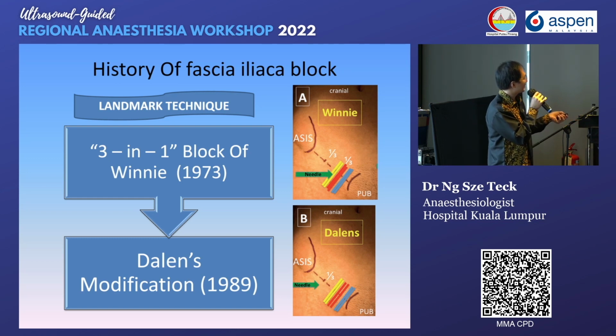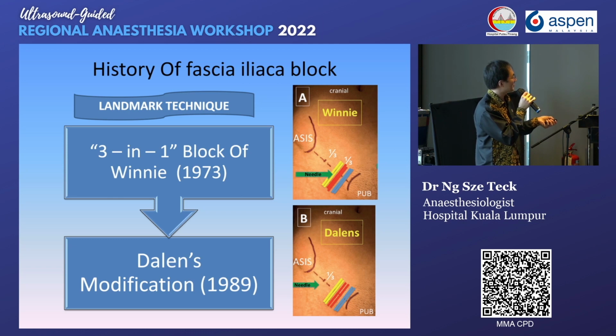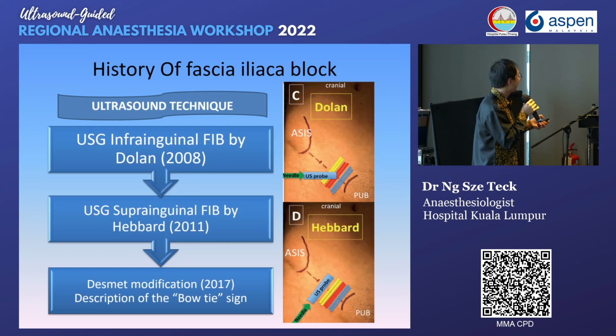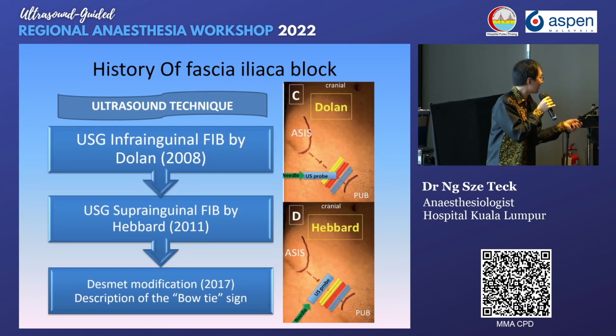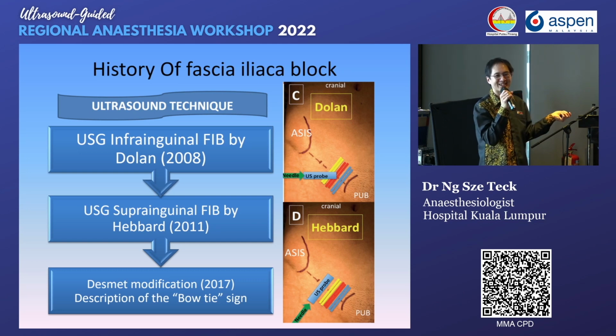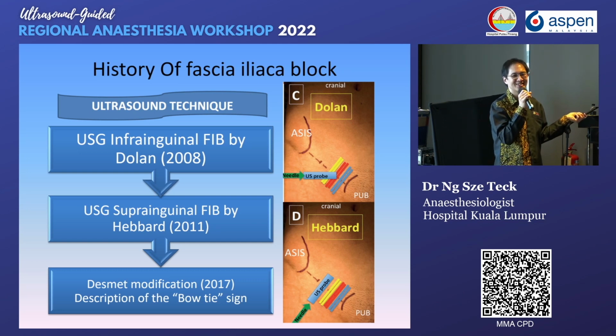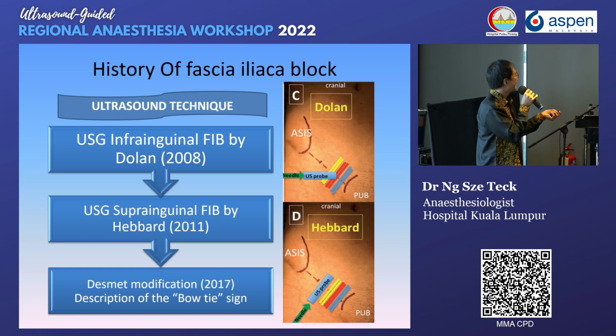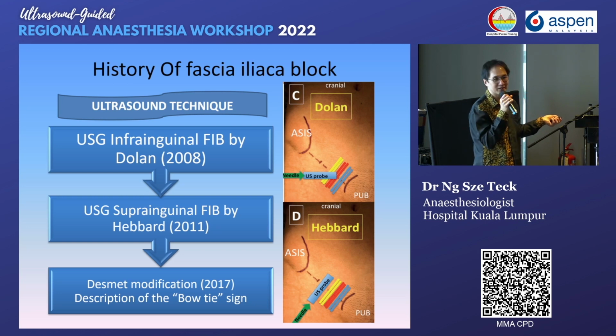So they used the ASIS and pubic tubercle as a landmark, and they just put it at the middle or lateral third. Then it was modified in 1989 to the lateral third injection. It was not until 2008 that we started to use the ultrasound to identify the fascia iliaca, but at first they put the probe at the infrainguinal region.